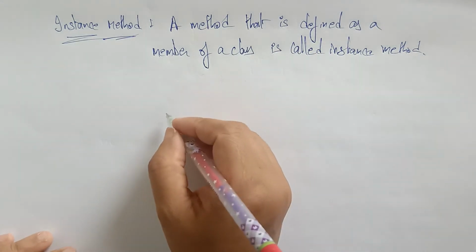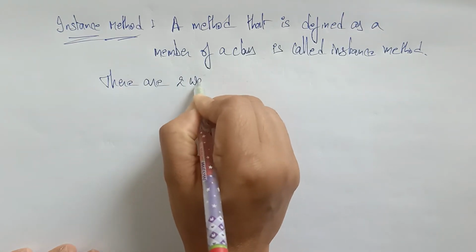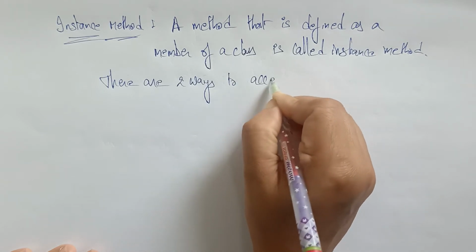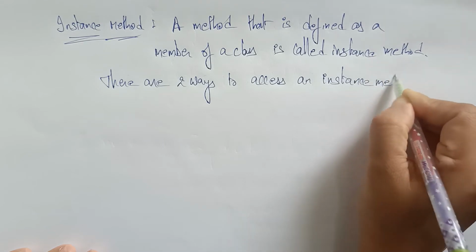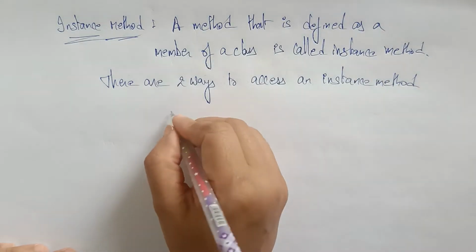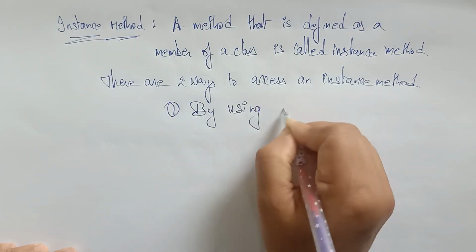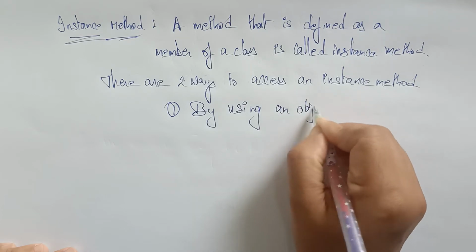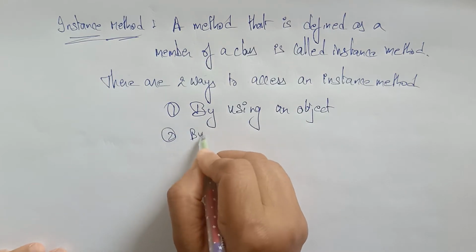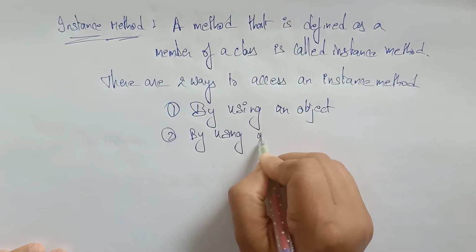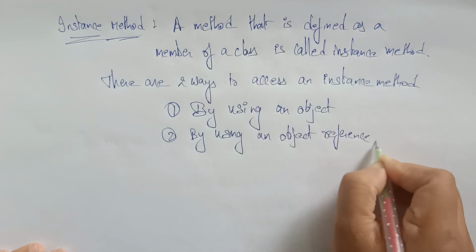There are two ways to access an instance method. What are they? First, by using an object. With the help of an object, you can access the instance method. Or by using an object reference. So these are the two ways to access an instance method.